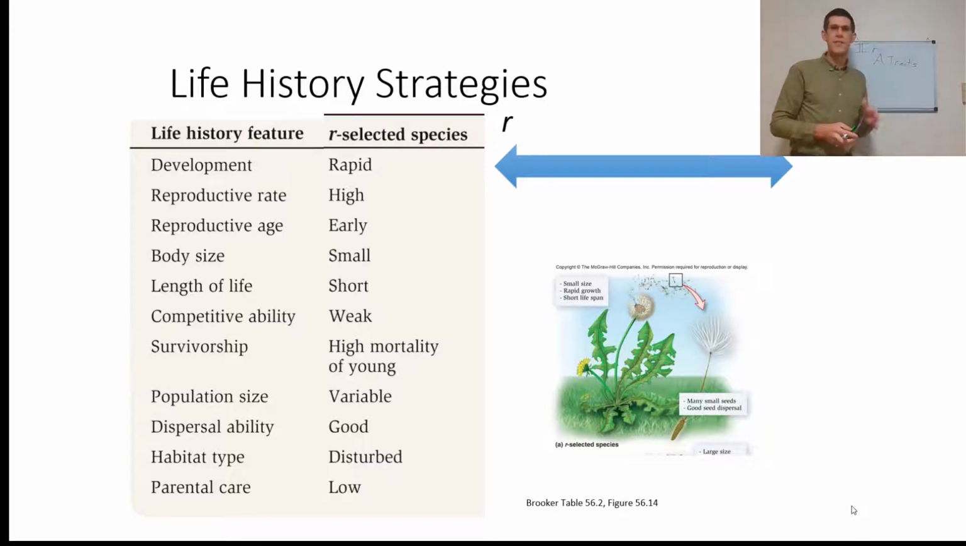So development is very rapid. The reproductive rate is very high. The reproductive age is early. Body size is generally small. Length of life is short. Competitive ability, who needs to compete? Just make those seeds. Survivorship, high mortality of the young, yeah, because not all of them are going to be able to compete from a seed. Population size, there we go.